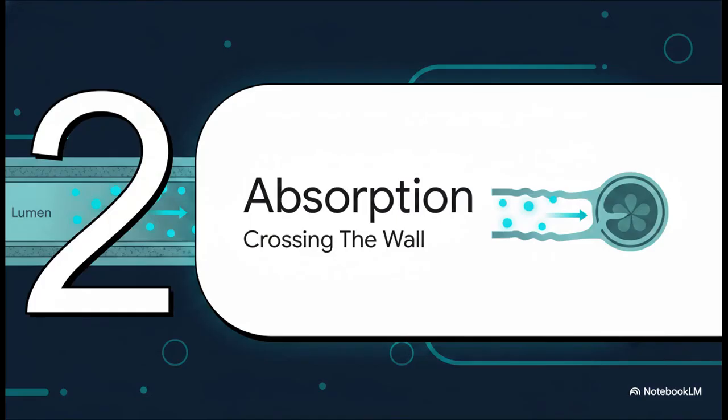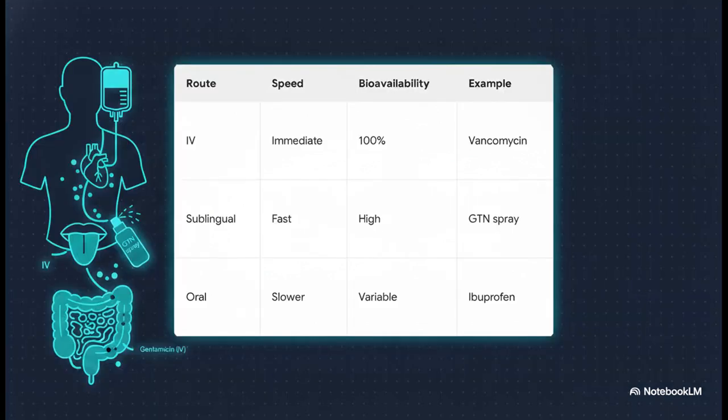Section 2, absorption, crossing the wall. Our dissolved ibuprofen is just sitting there in the stomach and the gut, but it's totally useless there. It faces its first major gauntlet, which is crossing the gut wall via passive diffusion, just to get into the blood. Now, the route of administration completely changes the game here.